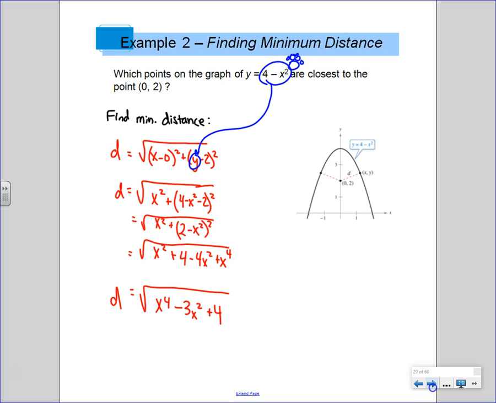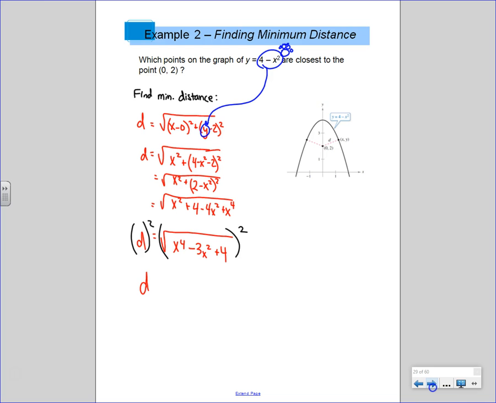Why is that nice? Do I want to take a derivative of a 1/2 power? I guess we could, but we could also just find the minimum of d squared. Let's do d squared prime. We'll just be lazy. We have 4x cubed minus 6x, and that equals 0 for our critical numbers.